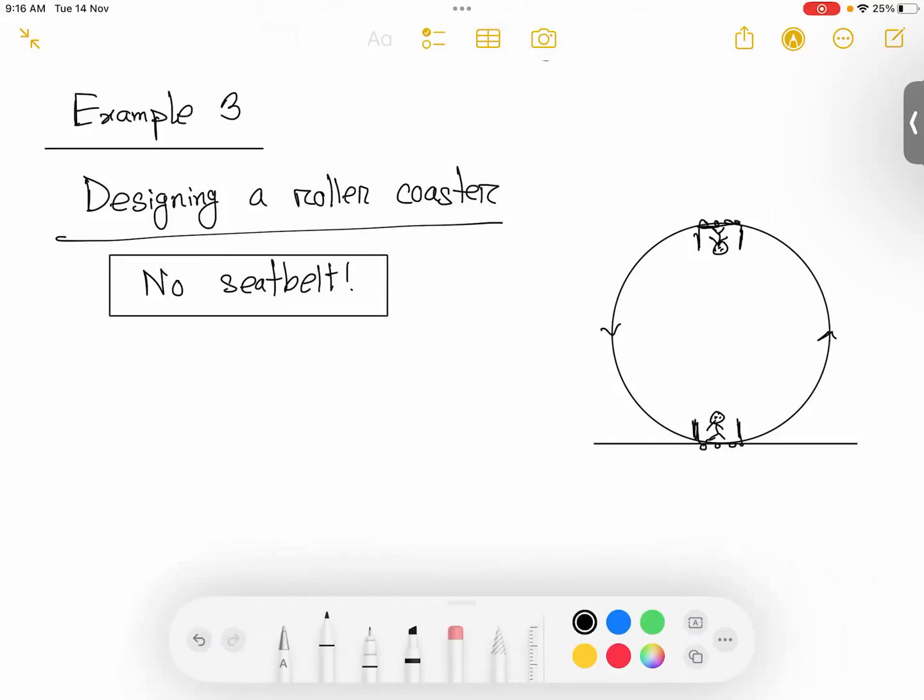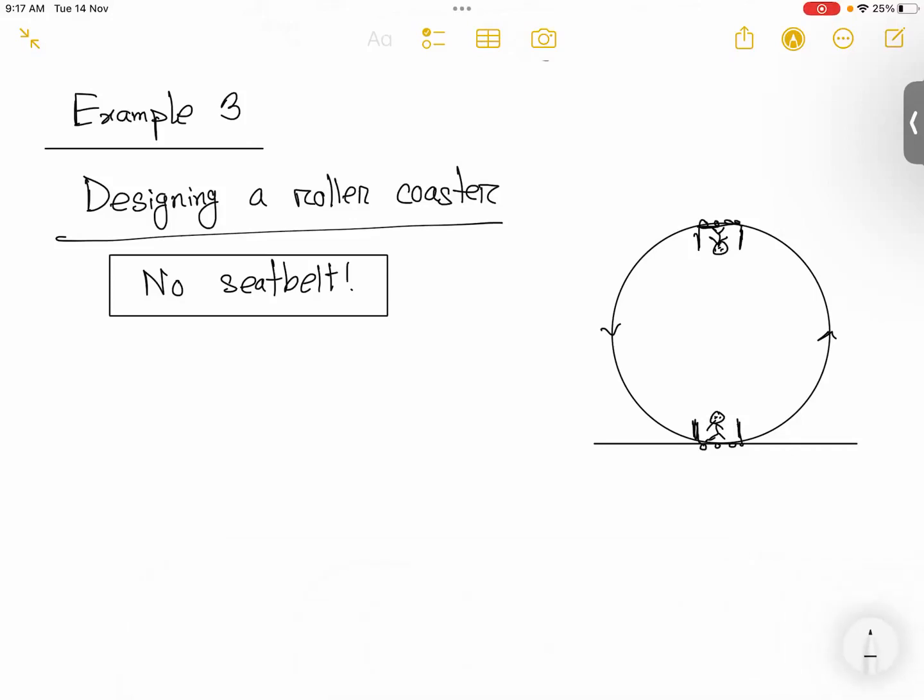So if there's no seat belt, then at the top point, if your roller coaster is moving very slowly, you will just fall from the roller coaster at the top point. Is it clear? Think about this: there's no seatbelt, no roof, you're just moving slowly. So at the top point, you'll just fall downward. But if your roller coaster can move very fast, then you'll not fall even at the top point. Without any seatbelt, without any roof, you'll not fall.